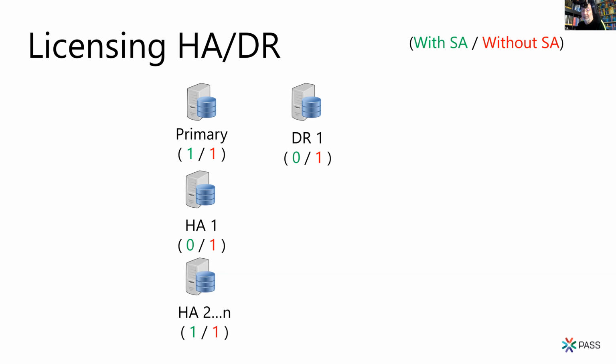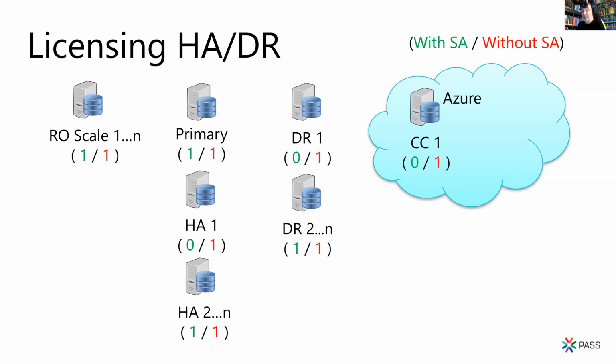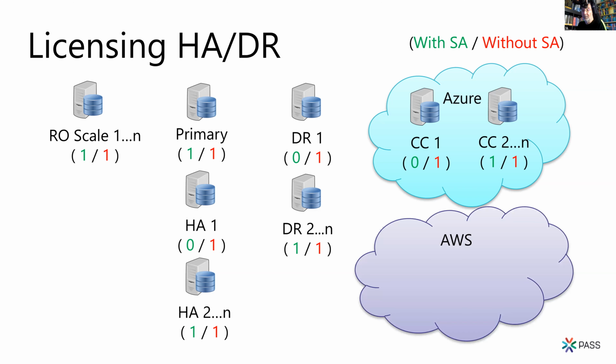If you have an additional high availability node, you have to pay for it. If you have an additional DR node, you have to pay for it. But there's very, very few people that have 2 DRs and 2 AJs. If you have a read scale that you use for read scaling, you have to pay for it. If you have another DR in Azure with software assurance, it's free. Without, you have to pay. For every additional replica in the cloud, you have to pay. If you're in some other cloud, AWS, GCP, IBM, Oracle, wherever, you have to pay for it regardless.